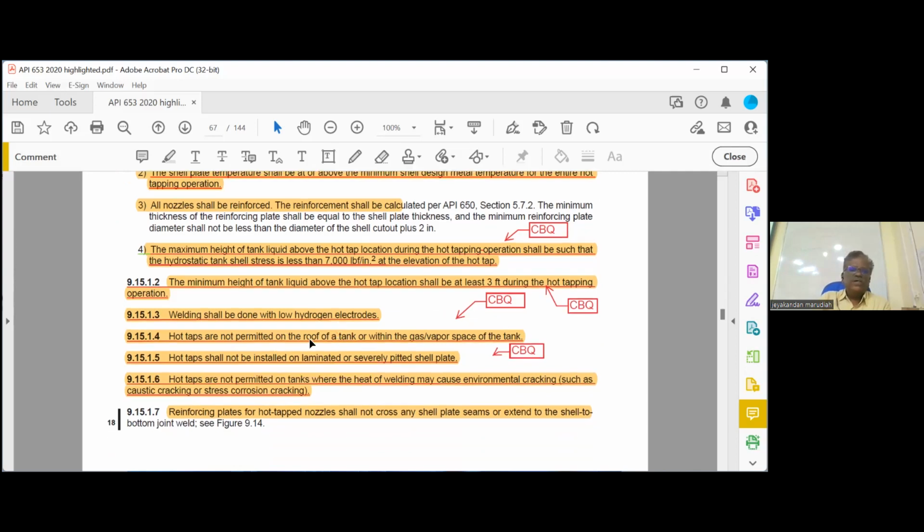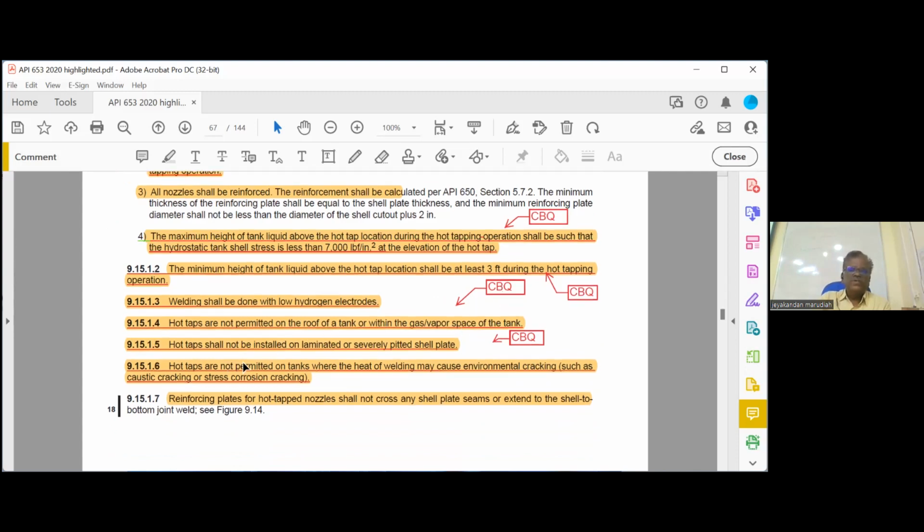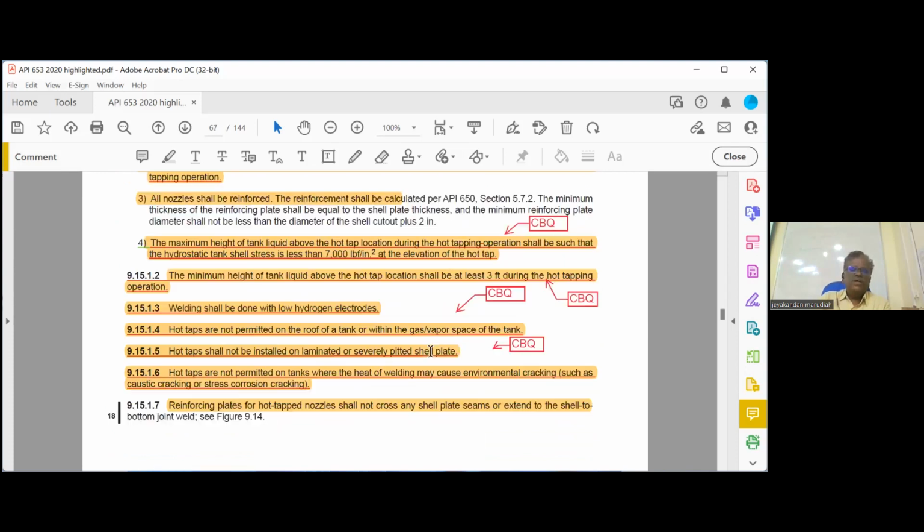That is important. Hot taps are not permitted on the roof or in gas or vapor service. That is important. Hot taps shall not be installed on laminated or severely pitted surface. That is important. Hot taps are not permitted where heat of the welding may cause environmental cracking. That is important.